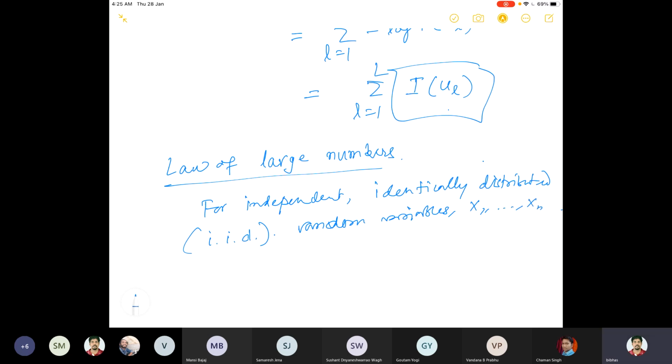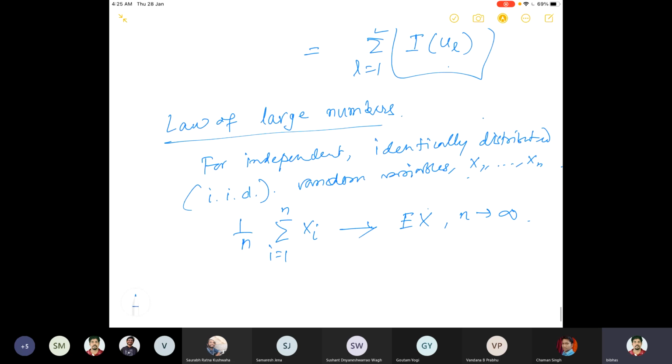1 by n, sum of xi, i equal to 1 to n, this is very close to the expectation of x. X is that variable which has identical distribution. That means the distribution of x is equal to the distribution of x1, x2, dot dot dot xn. So you can say x1, x2, xn are the samples of x. That's when n goes to infinity, for large values of n. This is the statement of the law of large numbers.